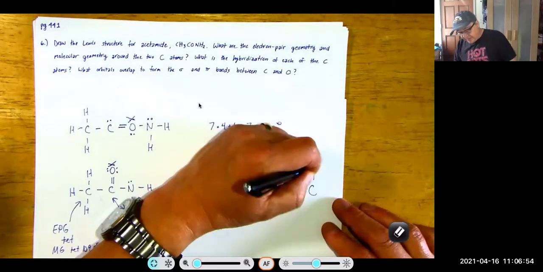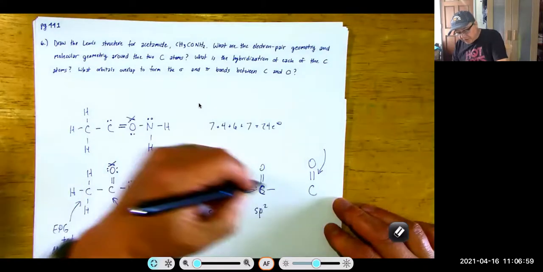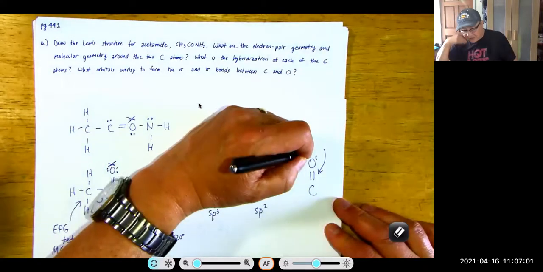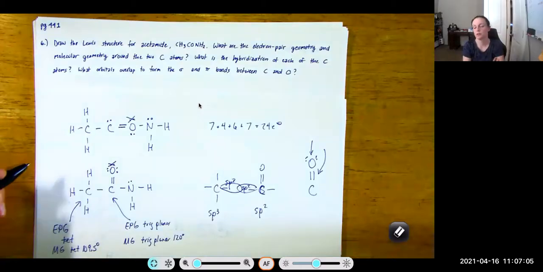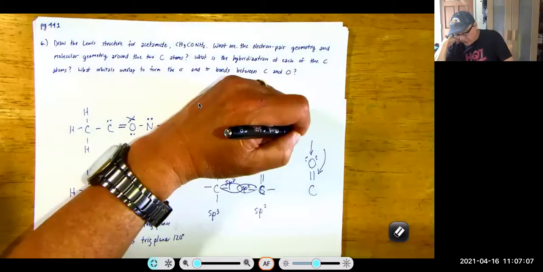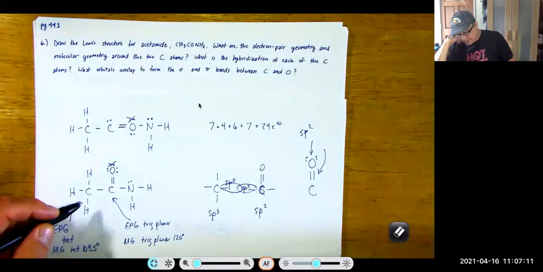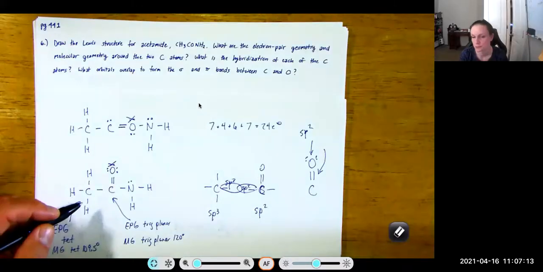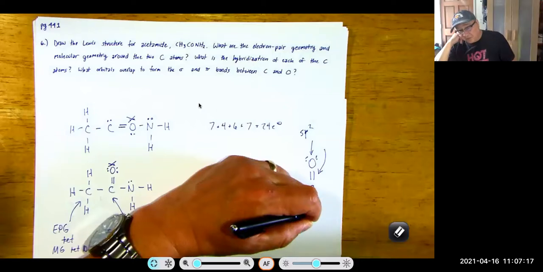So what's overlapping here? Well, for this, we need to know the hybridization of the oxygen. What's the hybridization of the oxygen? Oh, sp2. Okay, so what's overlapping here to make those bonds? sp2 and sp2. I think. Okay, that's only one of the bonds. What about the other one?